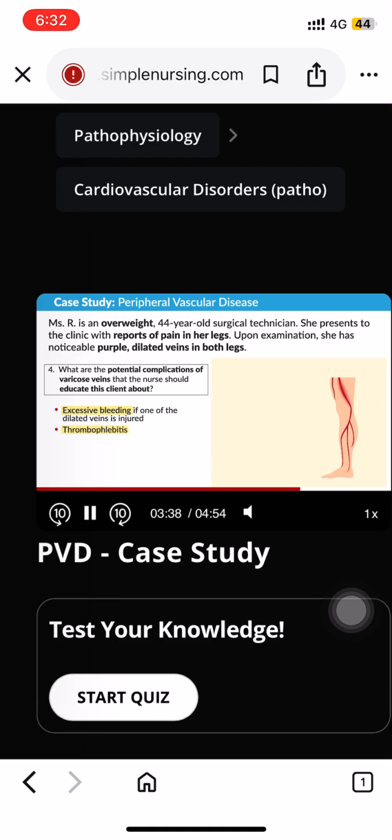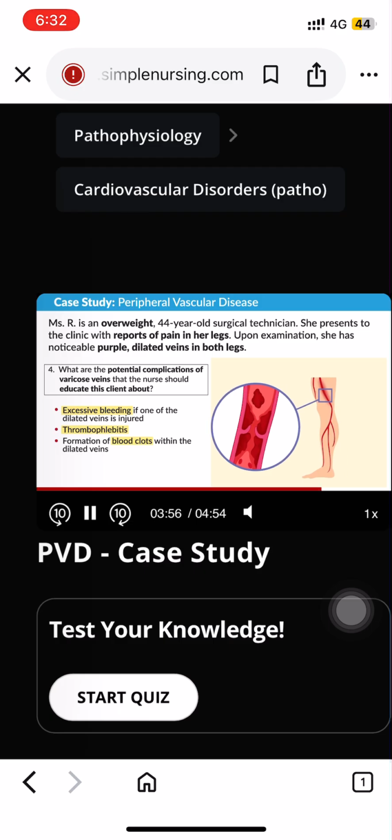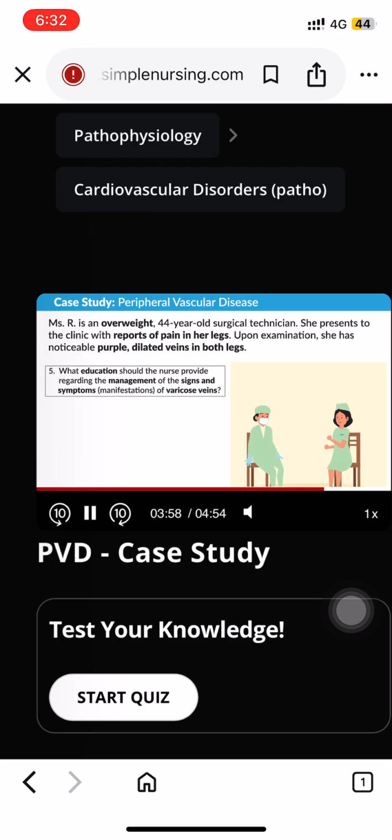And thrombophlebitis, which is a condition caused by a blood clot in the veins, causing inflammation and pain. And lastly, the formation of blood clots within those dilated veins, as all that blood stays in one spot with stasis. Now for question 5. What education should the nurse provide regarding the management of the signs and symptoms, or manifestations, of varicose veins? So pause the screen and try your best once again.